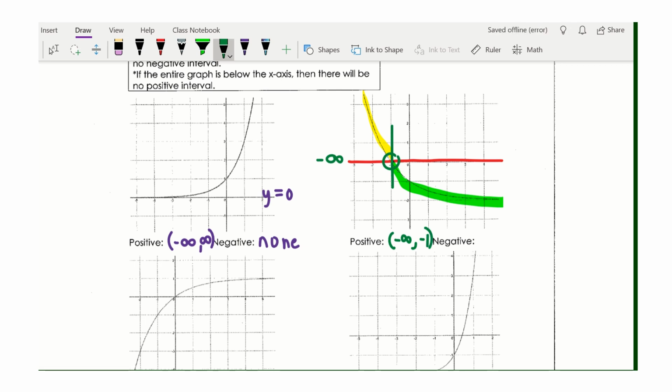And then from -1 all the way over here to positive infinity, this whole section of the graph is below the x-axis in the negative zone. So from -1 to infinity is negative.